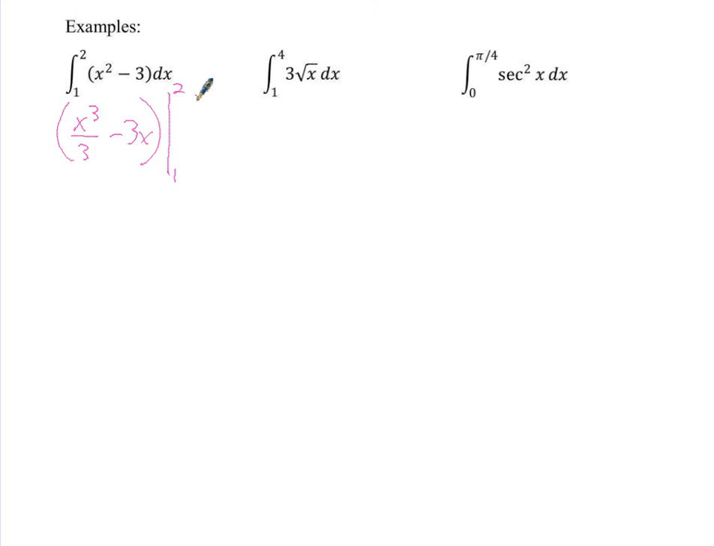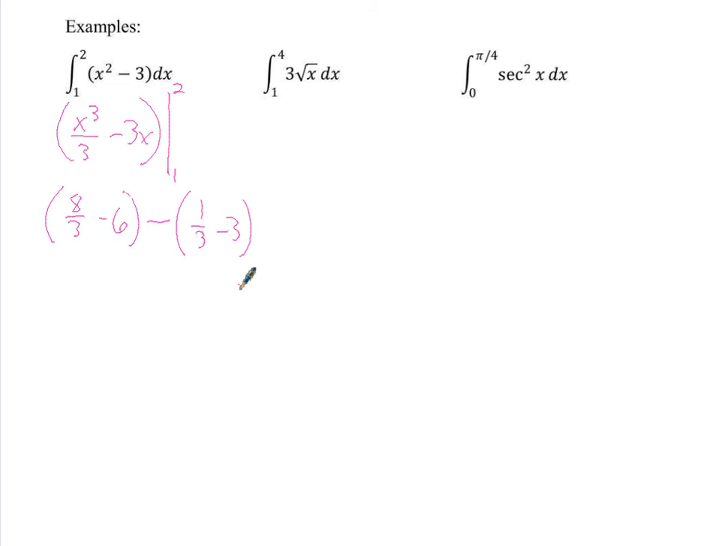Okay, so now you just evaluate. You take your upper bound and substitute it in. So for your upper bound, you'll have 2 to the third, which is 8 over 3, minus 6. Then very important, minus, parentheses again, take your lower bound and substitute it in. That gives you 1/3 minus 3. Then you simplify that down.